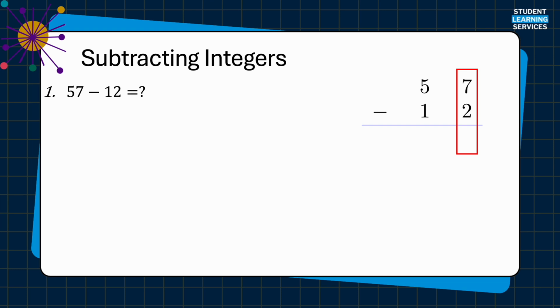What is that equal to? That's equal to 5. Next, we will deal with the tens digit. What is 5 minus 1? That's equal to 4. Therefore, 57 minus 12 is equal to 45.